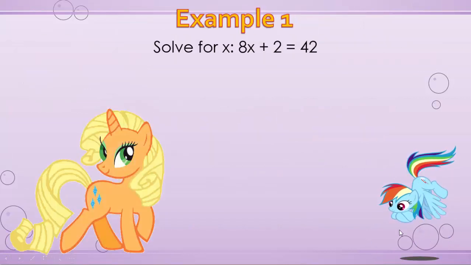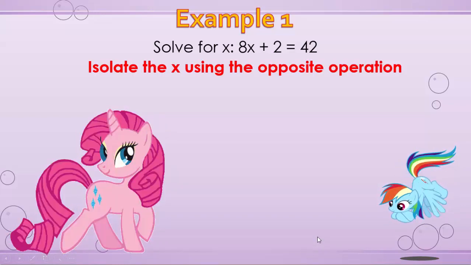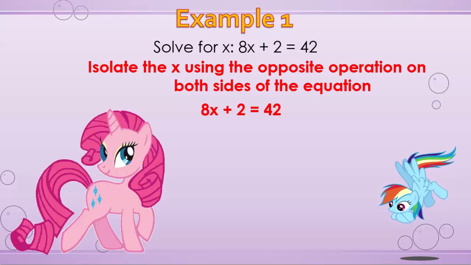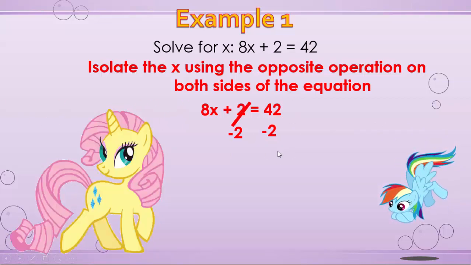In example number 1, we're asked to solve for x. And the equation is 8x plus 2 is equal to 42. So we want to isolate the x using the opposite operation on both sides of the equation. So that means we put negative 2 underneath the positive 2, so that makes that equal to 0. And then on the other side of the equal sign, we subtract 2. That means we're left with 8x is equal to 40.